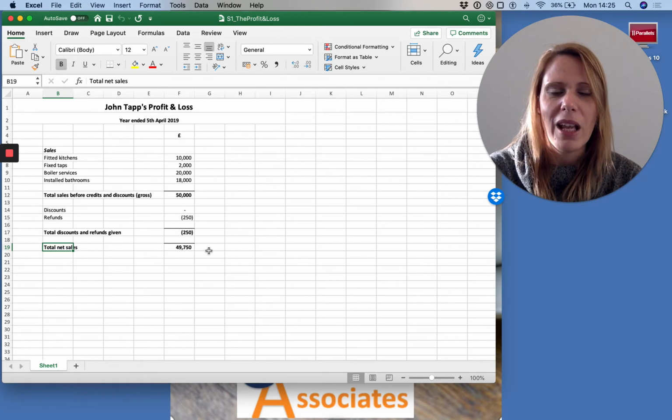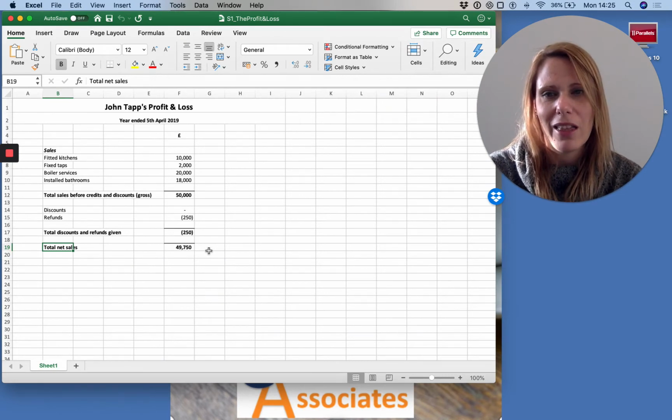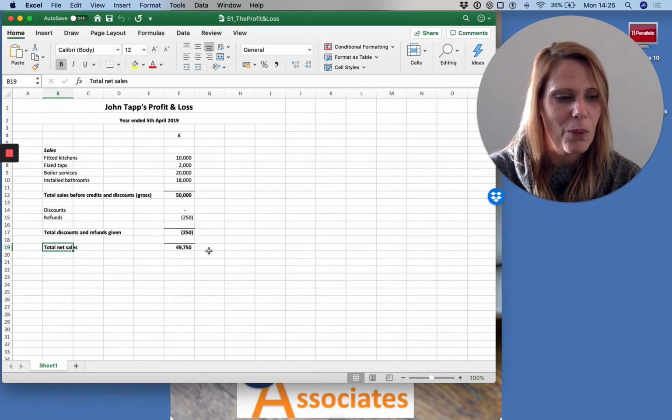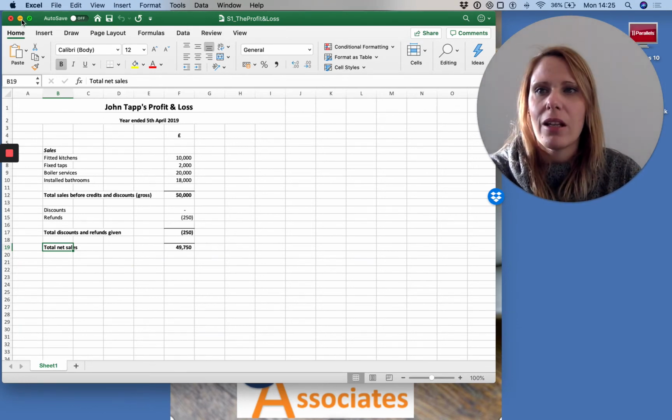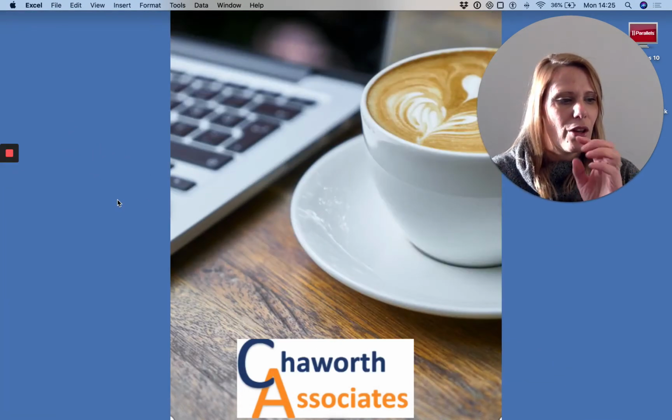So hopefully, if you've done your takeaway task, you will have a profit and loss account that looks a little bit like this one that John's done. Today we're going to have a look at some direct costs.